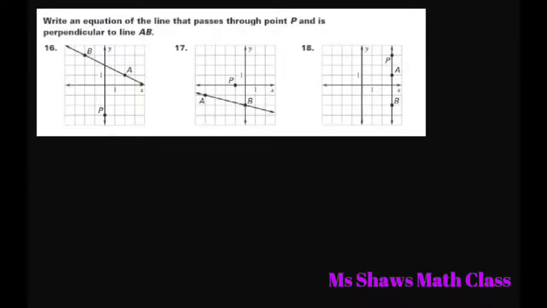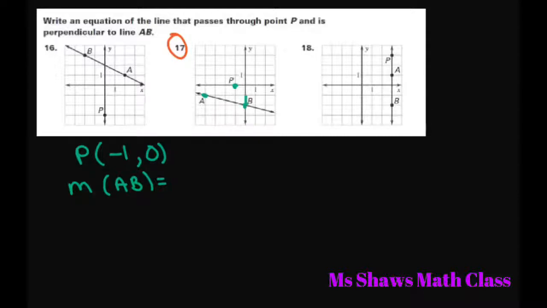So here's number 17. So the first step, you don't have to go in this order, but I'm going to do point P, which is x is -1 and y is 0. Now I'm going to find the slope of AB. So the slope of AB, I picked 2 points. So I'll just pick this one, and the only other one I can pick is this one.